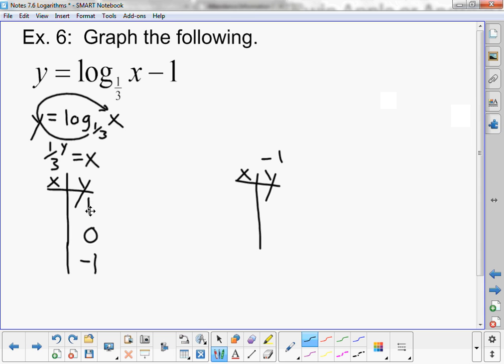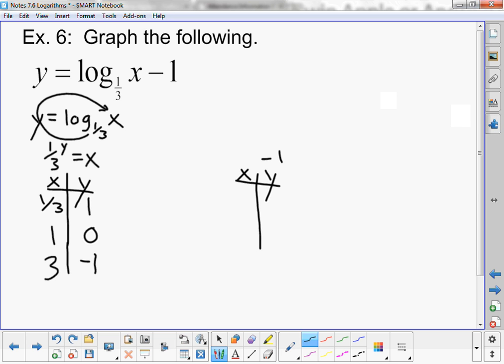So there you go. Just evaluate this. If you plug a 1 in for the y, 1/3 to the first power is 1/3. So x is equal to 1/3. Right? 1/3 to the 0 power is 1, so x is going to be a 1. 1/3 to the -1 makes it flip over, so it'll be 3. So x is going to be a 3.